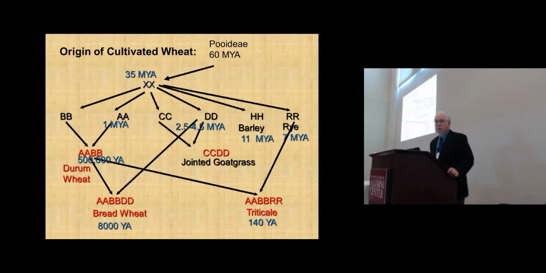60 million years ago, the Poidiae evolved. 35 million years ago, the progenitor of wheat most likely evolved, totally lost in history. And from the progenitor, we went through what's called divergent evolution. Okay, the progenitor had 7 chromosome pairs. All of the first line we can see here, which would be, and I'm going to see if I can do this.